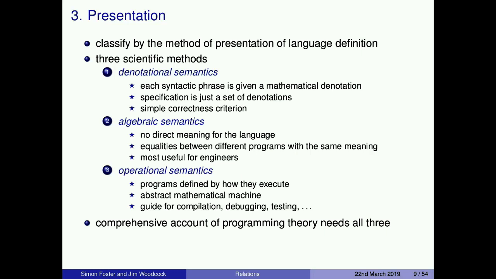And finally, operational semantics. Axiomatic semantics actually ought to be in the list as well, but we mentioned it already. So operational semantics is about an abstract mathematical machine. Programs are defined by how they execute, the sequence of steps that you have to go through in executing them.